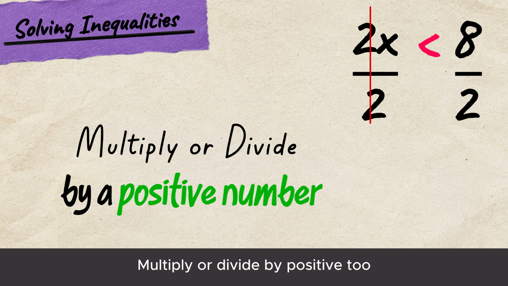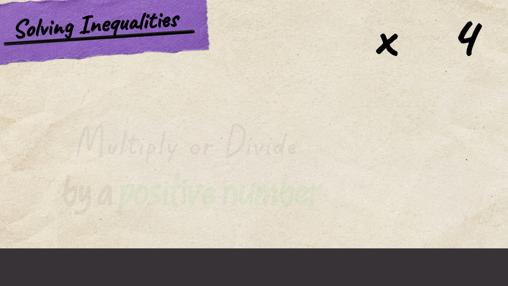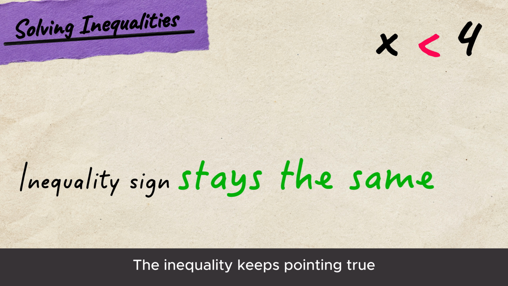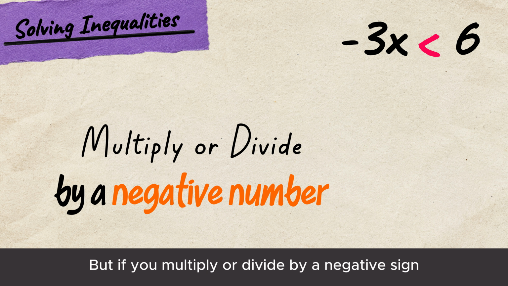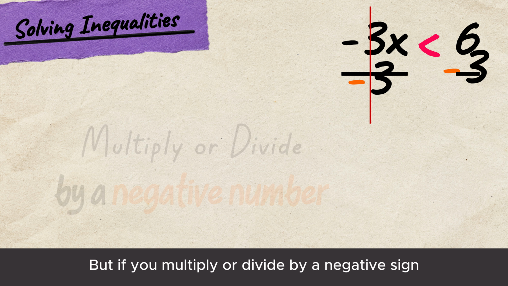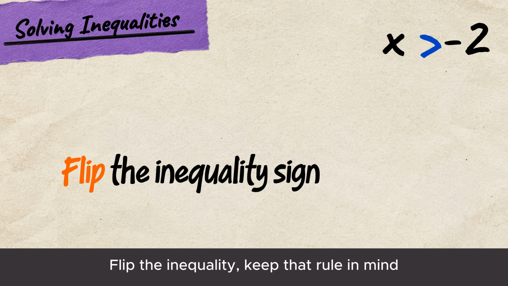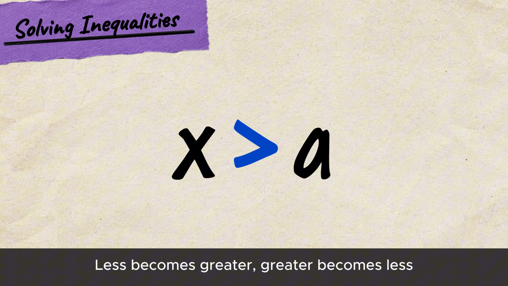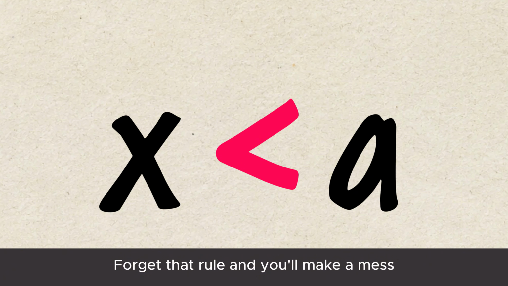Multiply or divide by a positive, the inequality keeps pointing true. But if you multiply or divide by a negative sign, flip the inequality, keep that rule in mind. Less becomes greater, greater becomes less. Forget that rule and you'll make a mess.